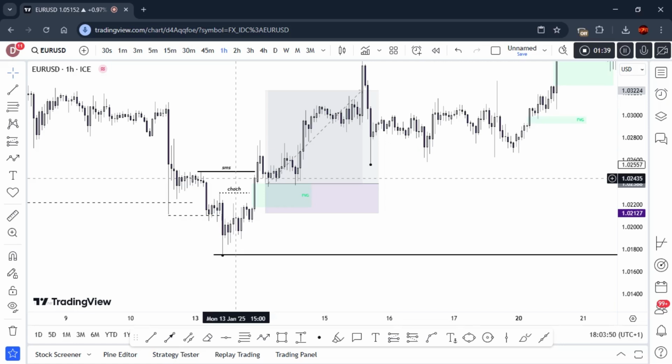And then I use BOS, break of structure, for my external structures. So anytime you see BOS on my chart, just know that that's a break of structure from my external structure. But anyhow you do it, it's still fine, right?